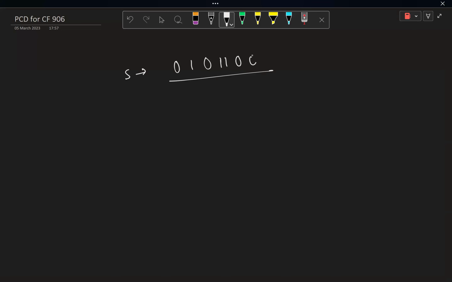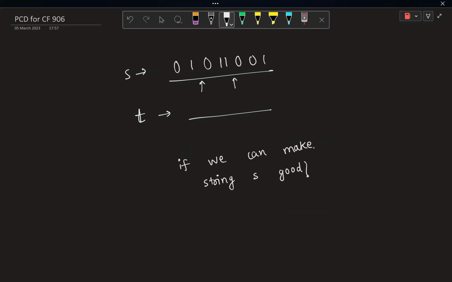and it can have adjacent elements equal as well. If the adjacent elements are equal, we don't call it good. We call it good only if all the adjacent elements are different. All the elements are different from their adjacent elements. And what we can do is insert a string T anywhere inside the string S, and we can insert it multiple times as well. And our job is to tell if we can make string S good. We have to tell this part.